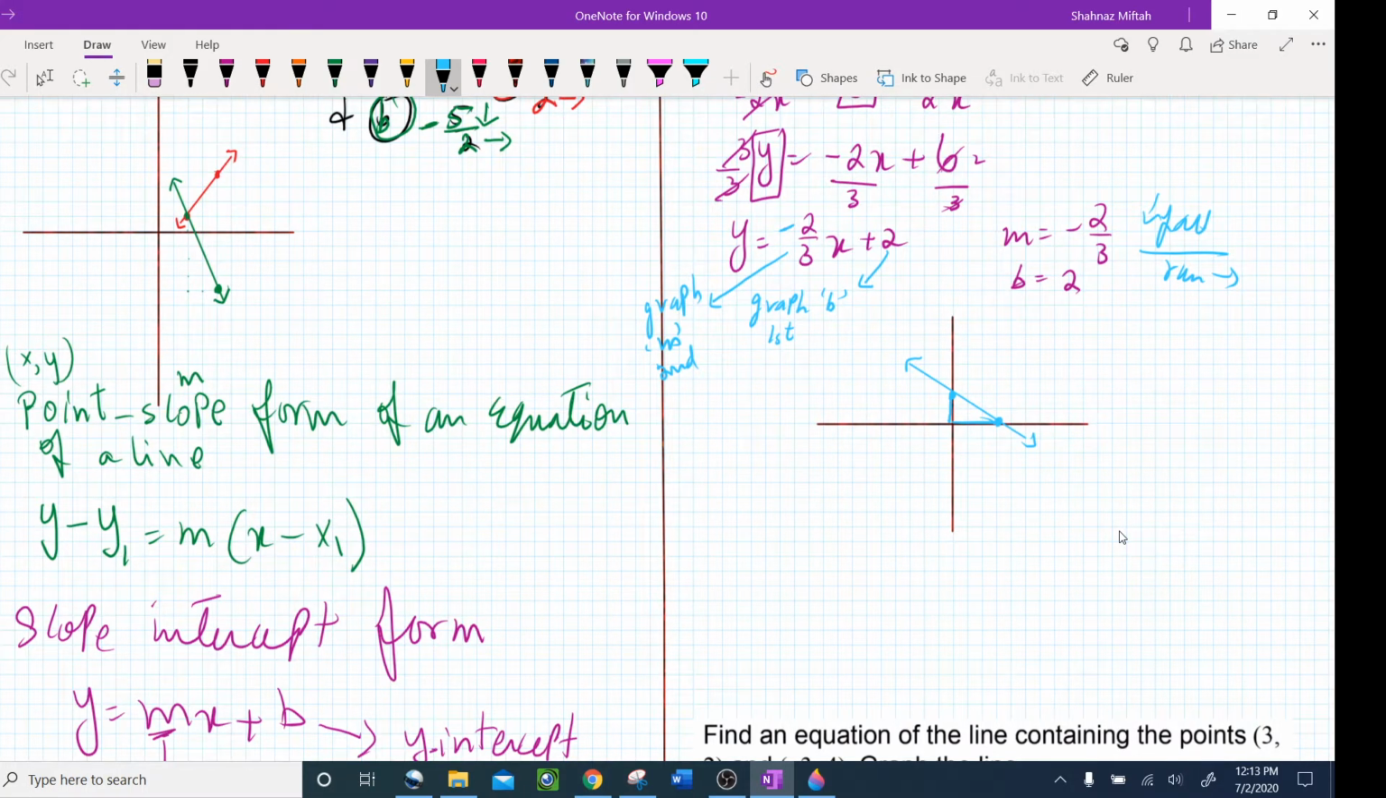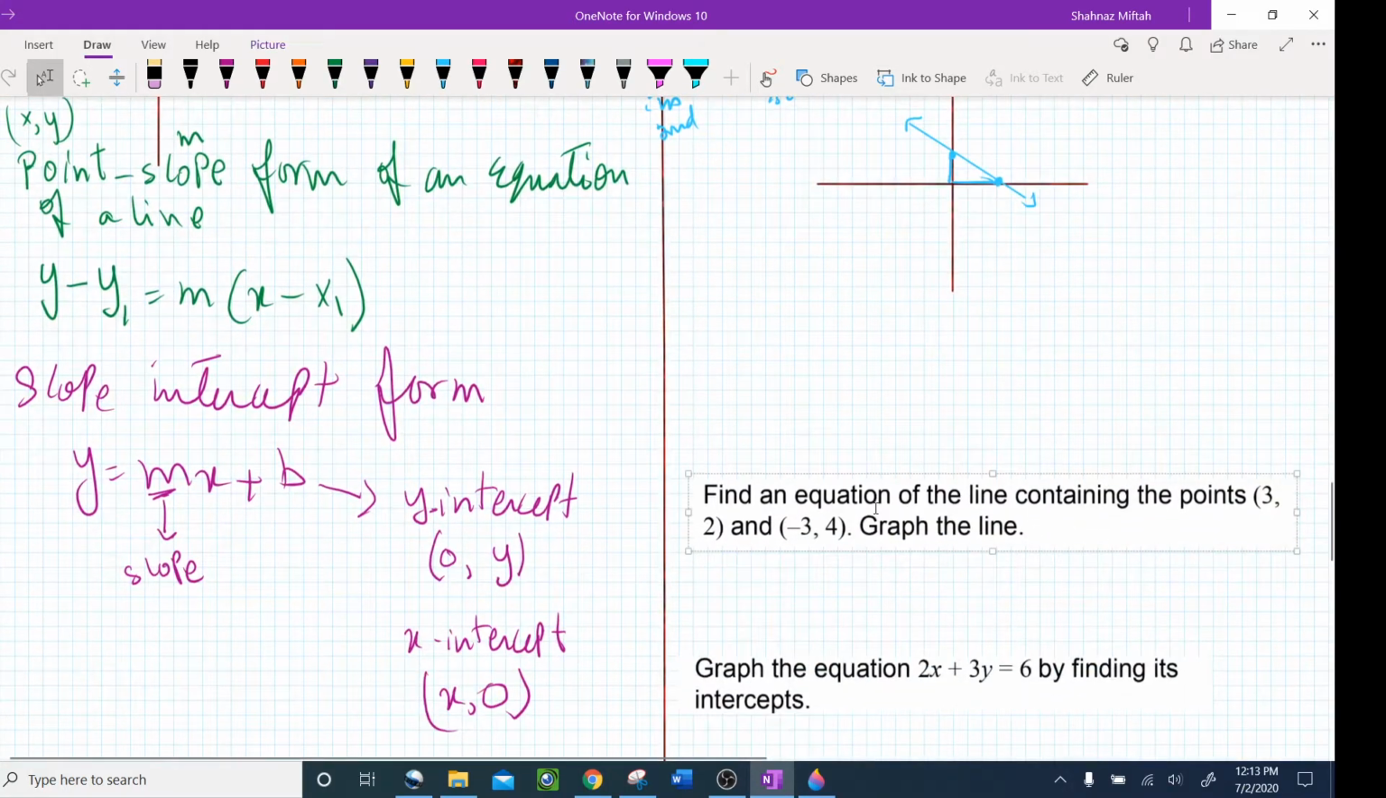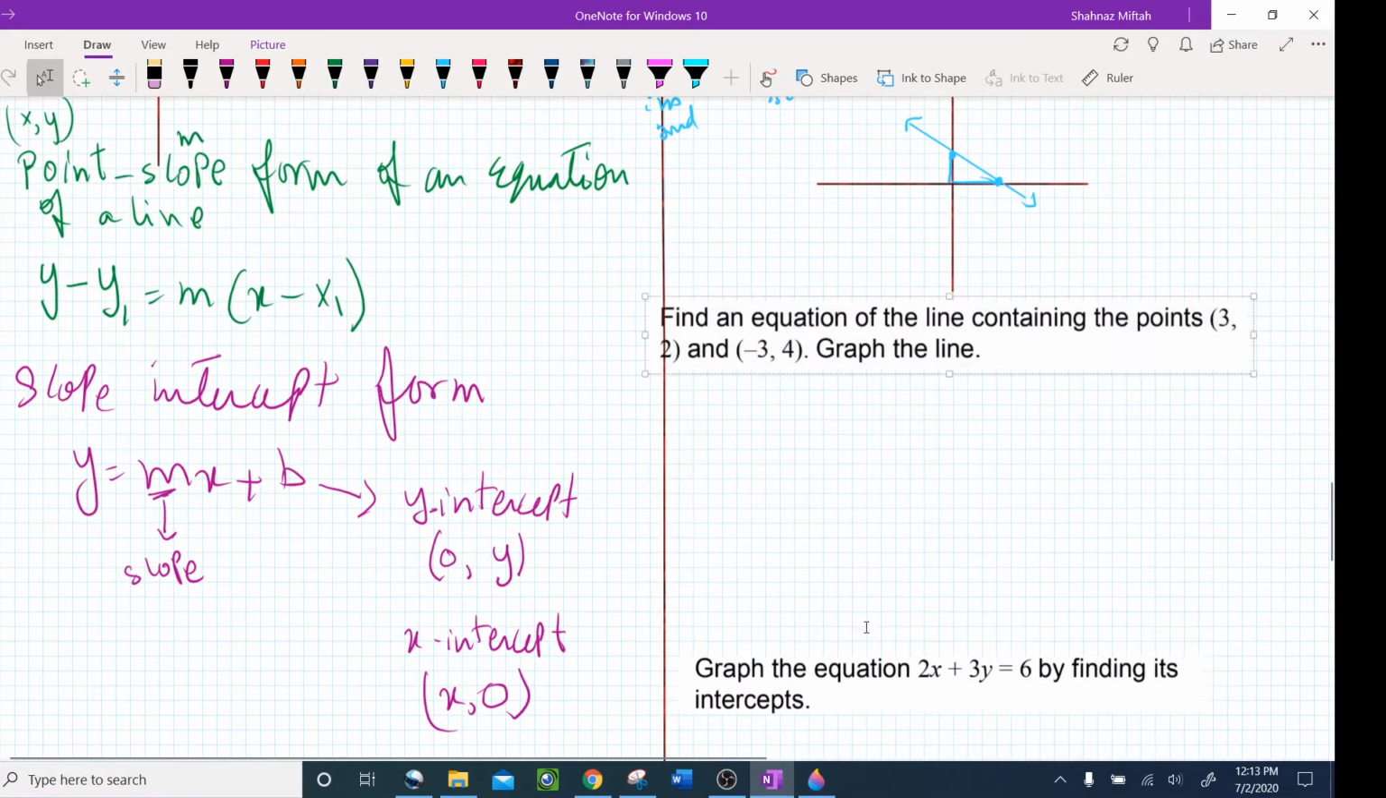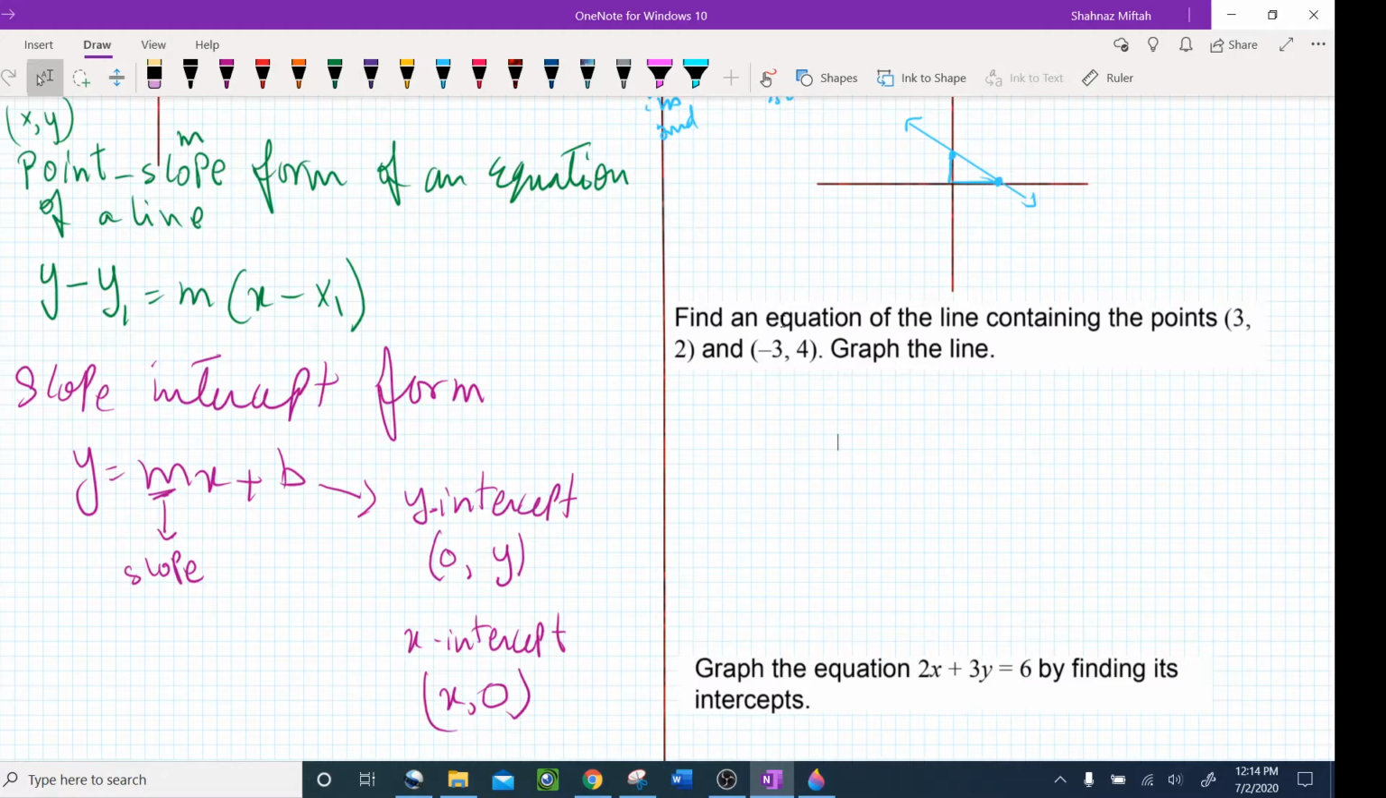Okay. Let's try this example. According to that example, find an equation of the line. When they are asking for an equation, you have to give them y equals mx plus b every time. I always, when I see the word equation, the y equals mx plus b clicks in my head. So equation, y equals mx plus b, remember that. I always write this on top of the equation.